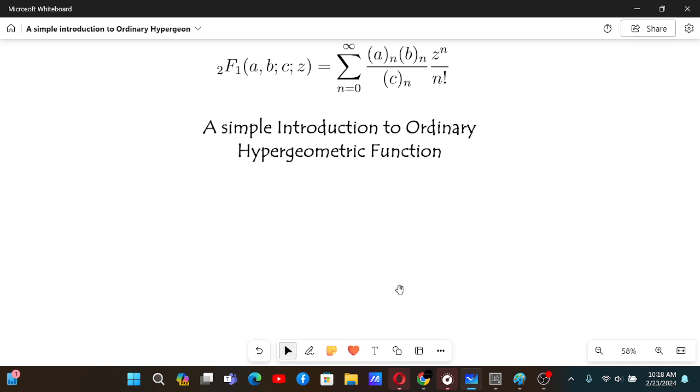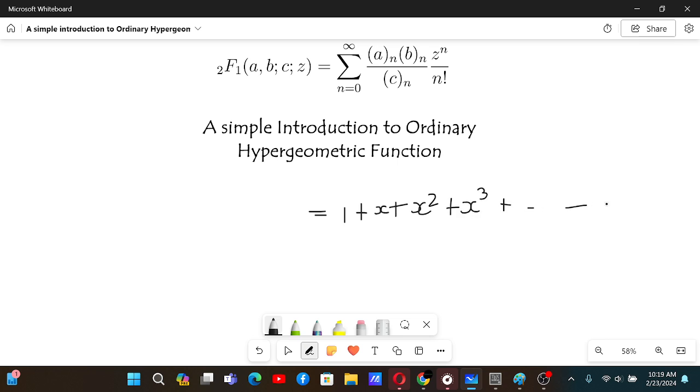A simple introduction to ordinary hypergeometric function. First of all, let us begin with the geometric function. So basically, 1 plus x plus x square plus x cube. Yeah, this one goes on. Let's say this one is a geometric function.